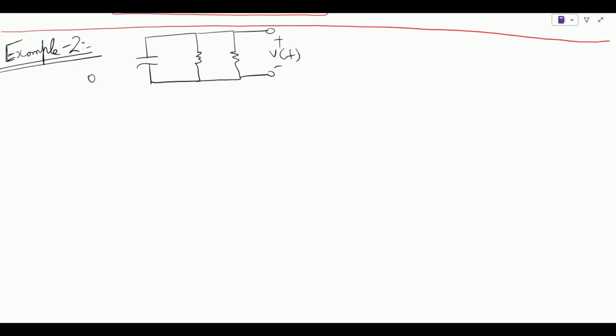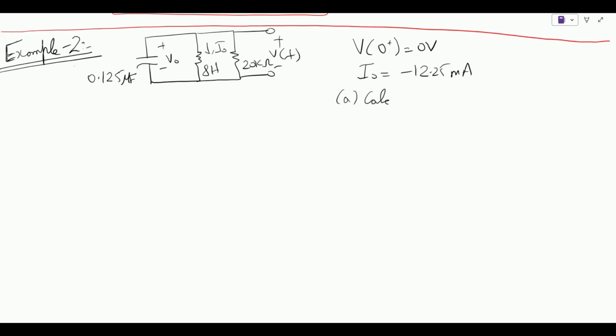This time around the value of the capacitor is 0.125 microfarad, the inductor is 8 Henry, and the resistor is 20,000 ohms. And we know that the initial voltage is V naught and the initial current is I naught. So we have been given that the initial voltage V(0+) is 0 volts, and the initial current is minus 12.25 milliamps. We need to calculate the roots for this equation.